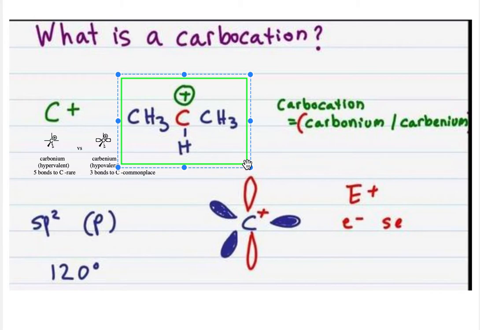In this case, carbocation can be termed as carbenium ion, where carbon is hypovalent. As you can see here, the carbon is connected with three groups, with an empty p orbital and a positive charge. Positive charge means the electron deficient carbon.